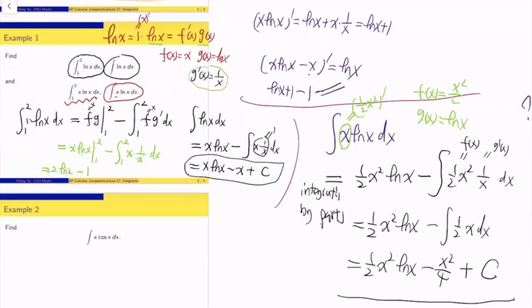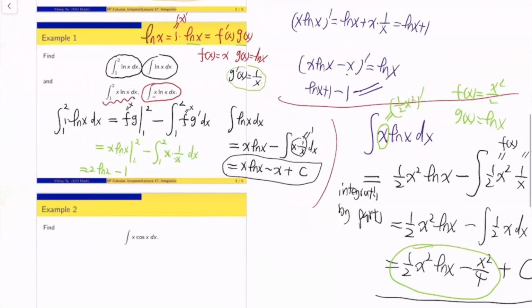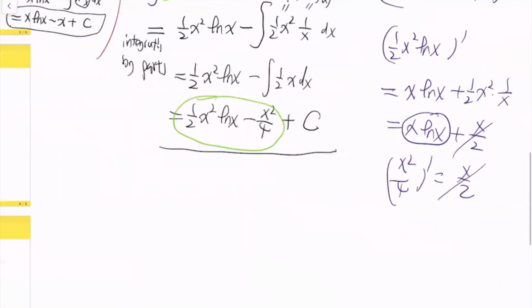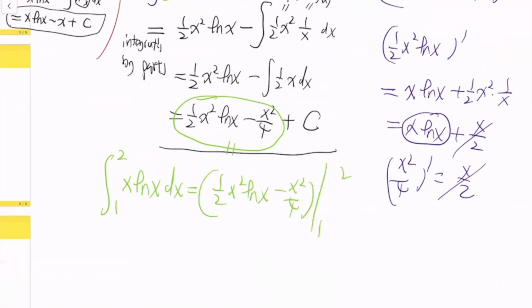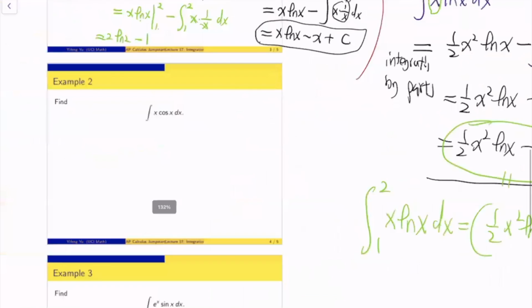Now, of course, if you want to get the definite integral of x log x dx, you just use this antiderivative, x squared over 2 log x minus x squared over 4, evaluate at the two endpoints, and take the difference. All right, let's look at one more.